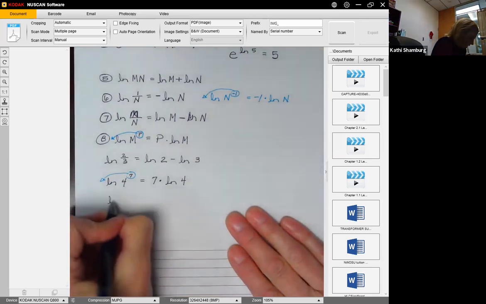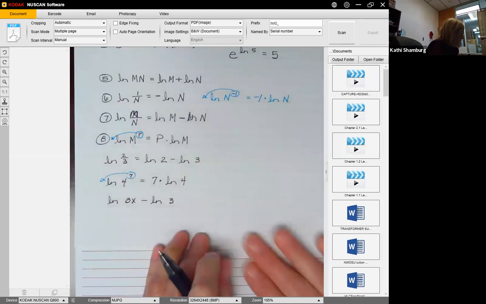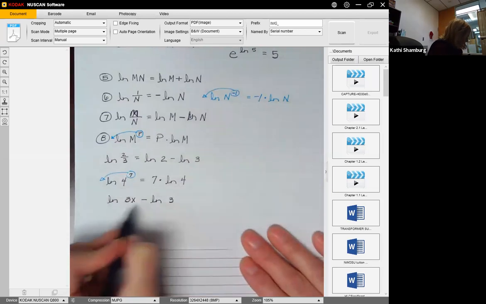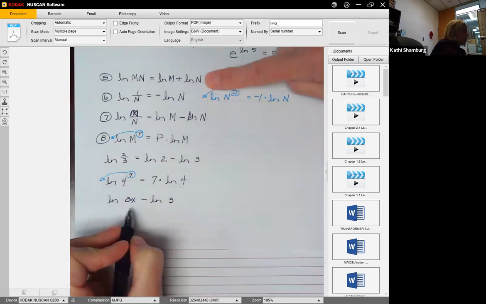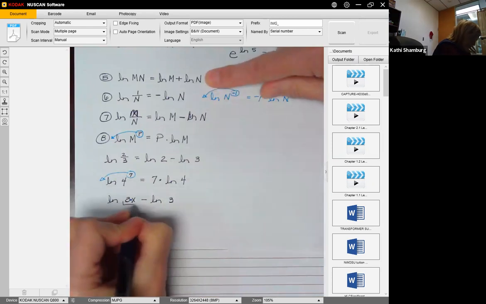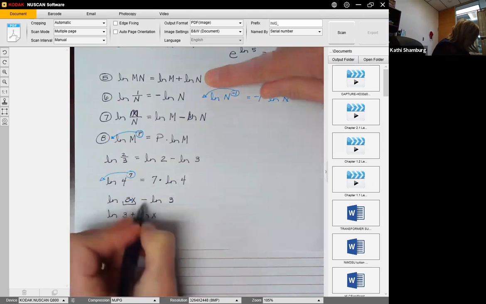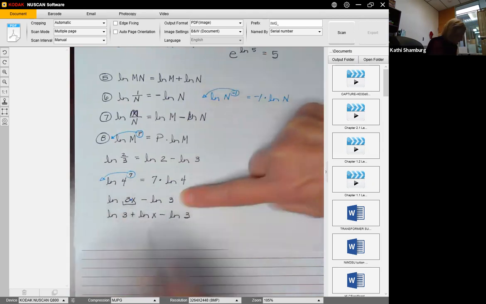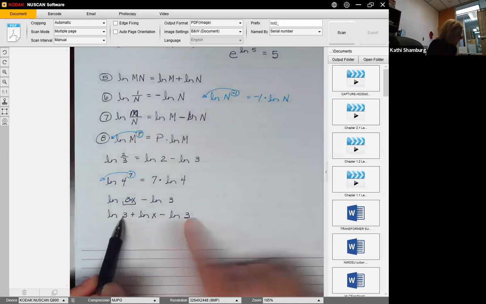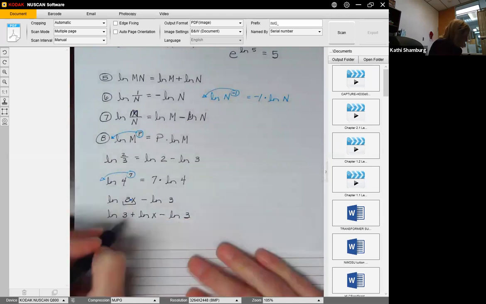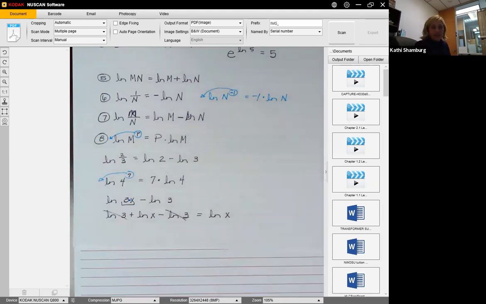All right, let's look at the natural log of 3x minus the natural log of 3. Now, what you need to do is recognize this right here as 3 times x. So that would be the same thing as property 5. So I could rewrite this as the natural log of 3 plus the natural log of x, and then I still have minus the natural log of 3. Now, why is that helpful? Because look, natural log of 3 minus natural log of 3. Anything minus itself is 0, so this actually equals the natural log of x in simplified form.